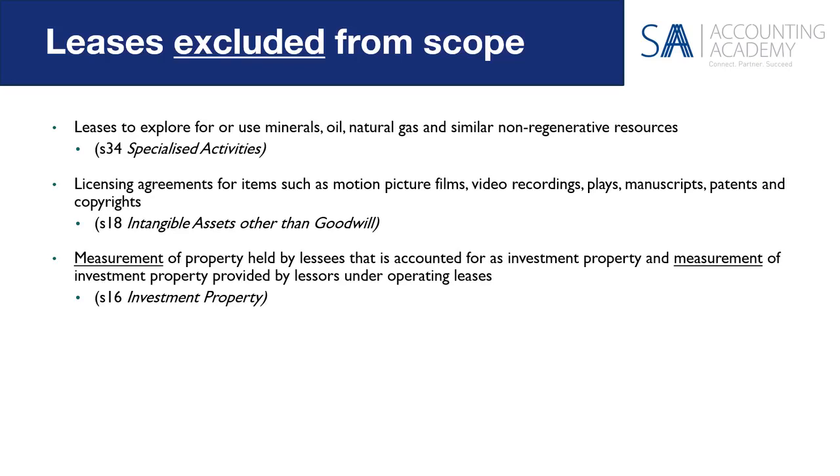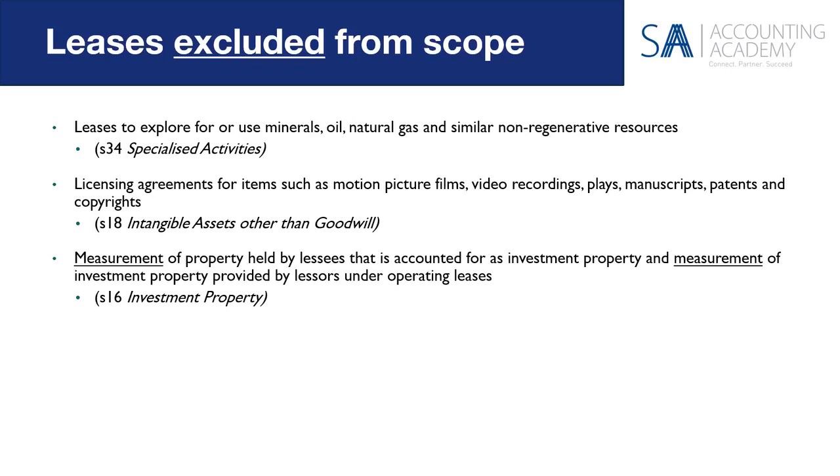And then the measurement of investment property provided by lessors under operating leases. Why only operating leases? Because if it's a finance lease, the lessor derecognizes the actual asset that is being leased to the lessee. So therefore, the lessor can only treat those assets that remain on its balance sheet, for example the building or the land, etc., as investment property. In the measurement, whether it's the lessee or the lessor, the measurement of investment property is dealt with in terms of Section 16 investment property.